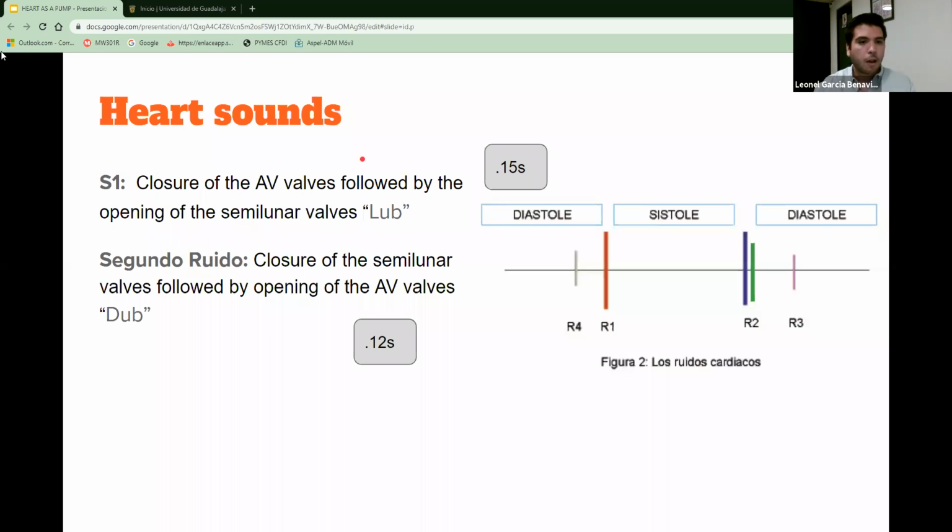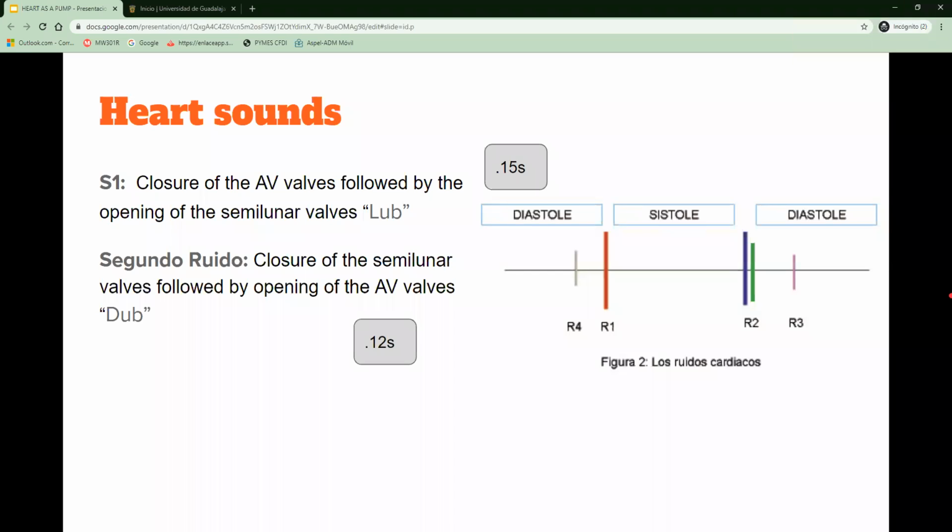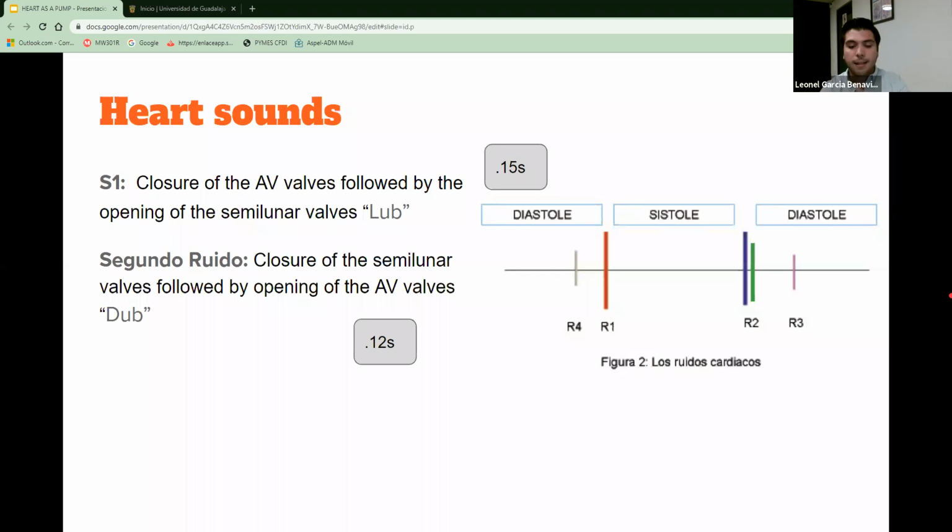And what's left? Heart sounds. As we reviewed before, the heart's going to make different sounds. It's a machine. Machines make sounds. We're going to have the first sound, that's the closure of the AV valves, followed by the opening of the semilunar valves. It's going to sound like a lup. And we're going to have the second sound, that is the closure of the semilunar valves, followed by the opening of the AV valves. And it's going to be named a dub. Okay? That's how literature describes this sound.